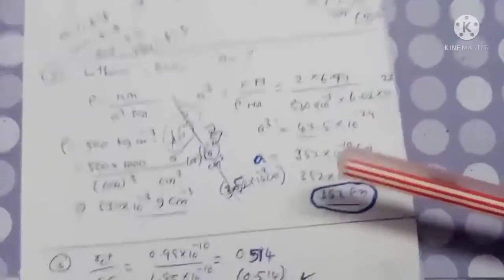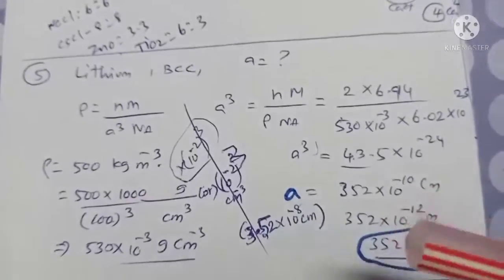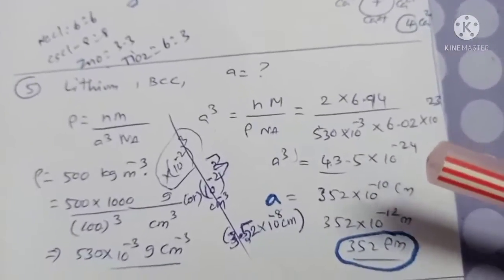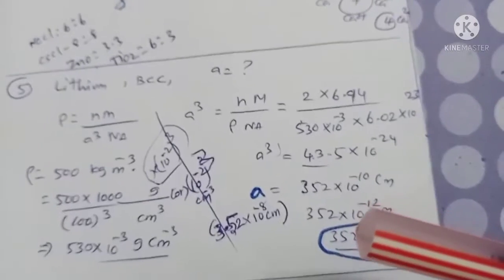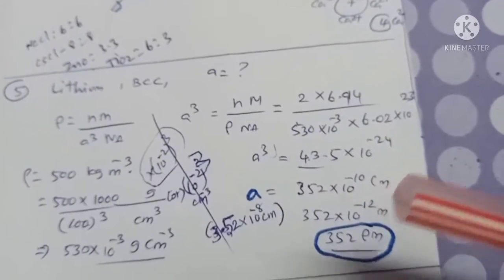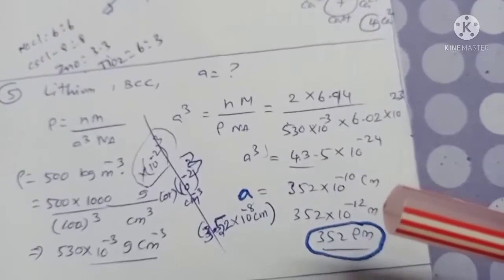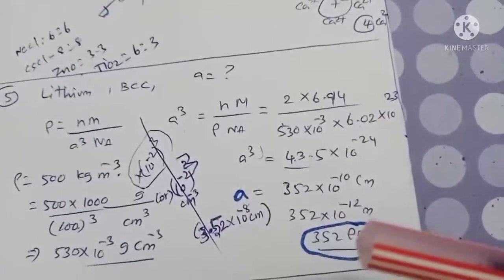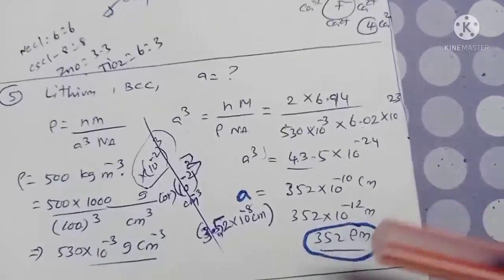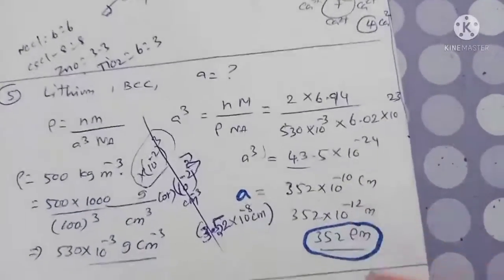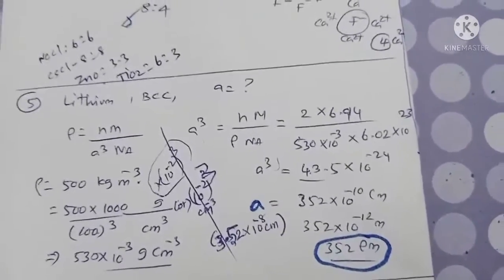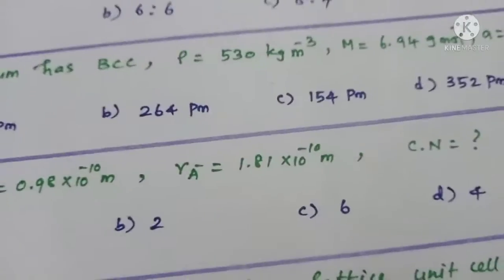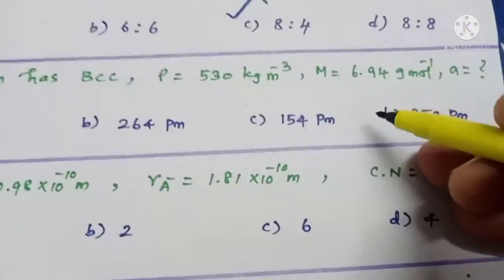After simplification I get a cube value of about 43.5 into 10 power minus 24. When I take the cube root of the right side, I get the A value of about 352 into 10 power minus 10 centimeter. I make it a meter by multiplying by 10 power minus 2, so I get 352 into 10 power minus 12 meter. 10 power minus 12 meter is nothing but a picometer, so the final answer is 352 picometer. This is the edge length of this lithium crystal. Among the options, option D is the right option.